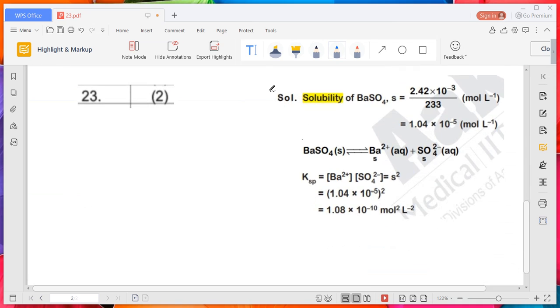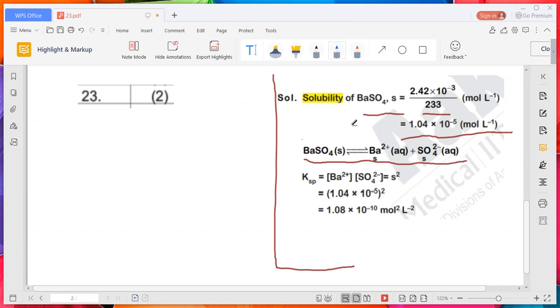The solubility of BaSO4 is given in this answer as 2.42 × 10^-3 divided by 233, so it's 1.04 × 10^-5 mol per liter. The Ksp value of BaSO4 is [Ba2+][SO4 2-]. So it's s each. As you can see, there is s times s.